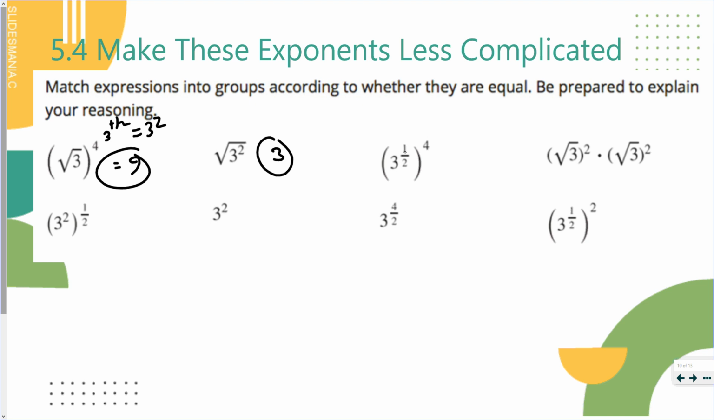Okay. 1/2 to the 4th. Oh, that matches A. Okay. So I'm going to put an A. I'm going to put a B here. Okay. Root 3 squared times root 3 squared. Well, that's the same thing as saying root 3 to the 4th. So that's also going to match A. And aren't you just going to have 3 times 3, which is 9?